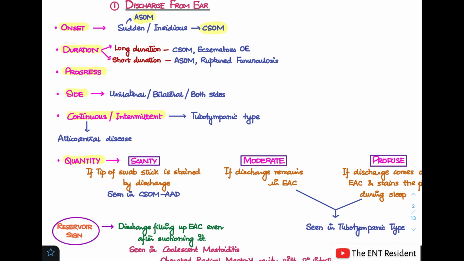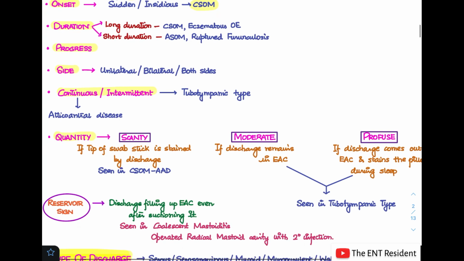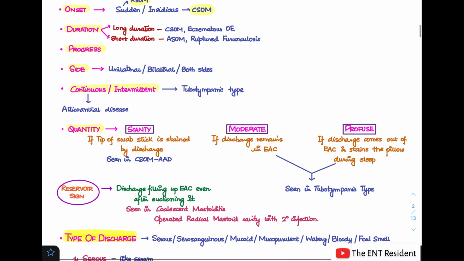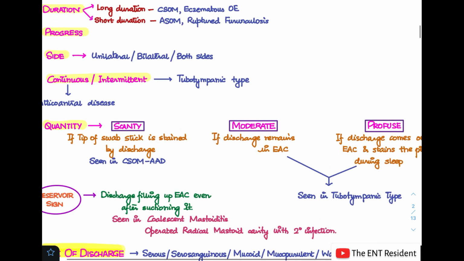Next, we talk about whether the discharge is continuous or intermittent. We have seen that a continuous discharge is seen in atticoantral disease, whereas intermittent discharge is seen in the tubotympanic type. Now, coming to quantity of discharge, it can be scanty, moderate in amount, or profuse. Scanty quantity is when the tip of a swab stick is stained by the discharge only.